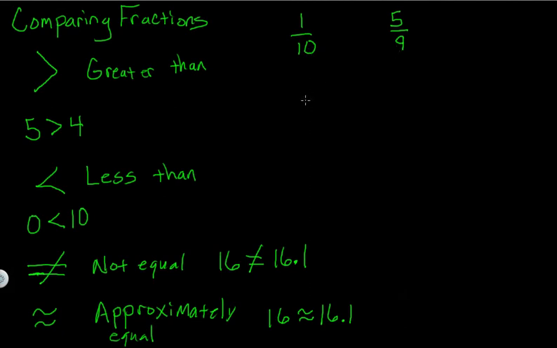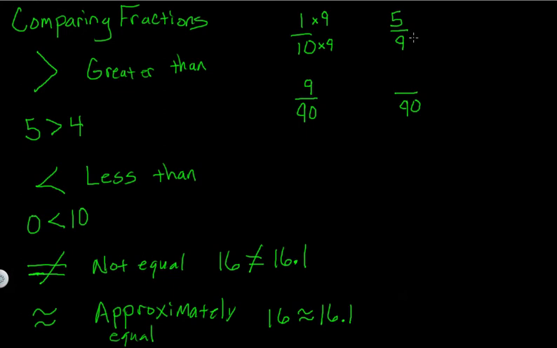So therefore, I want to create equivalent fractions for both 1/10 and 5/9 that both have a denominator of 90. Well, how do I do that? I ask myself, how did I get mathematically from 10 to 90? Well, I multiplied by 9. So if I multiply 10 by 9 to get 90, as above, so below, I also have to multiply the numerator by that same 9 to get an equivalent fraction. So 9/90ths is equal to 1/10.